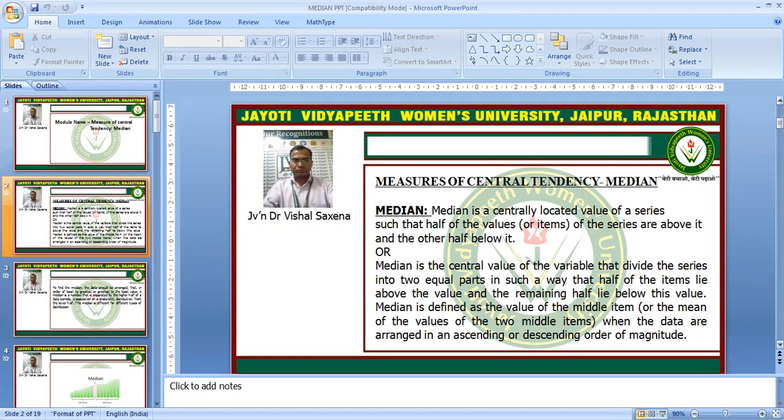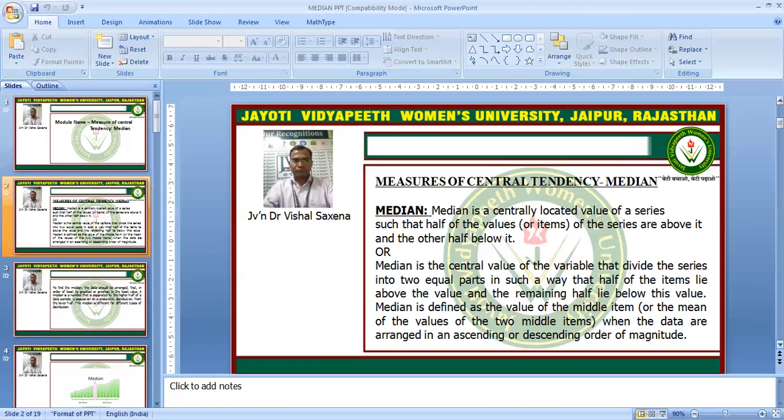We can understand this by another definition of median. Median is the central value of the variable that divides the series into two equal parts in such a way that half of the items lie above the value and the remaining half lie below the value. Median is defined as the value of the middle item or the mean of the values of the two middle terms. It is applicable when the number of data is even, when the data are arranged in ascending or descending order of magnitude.